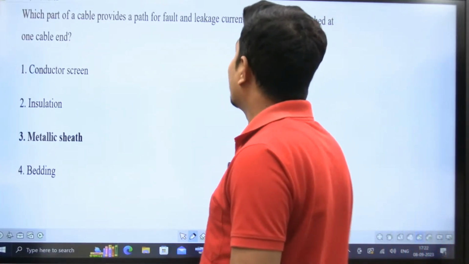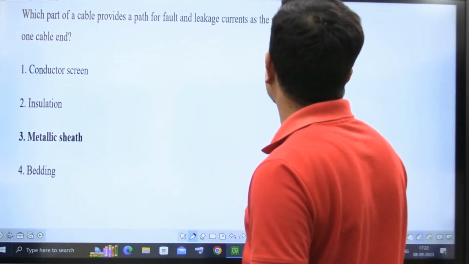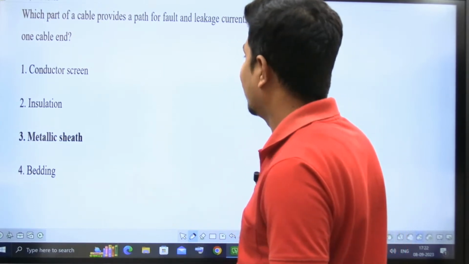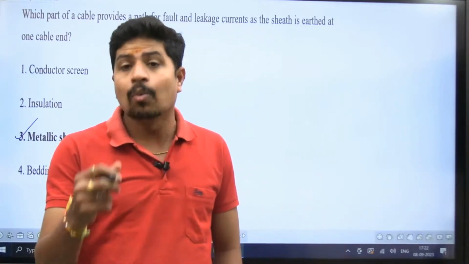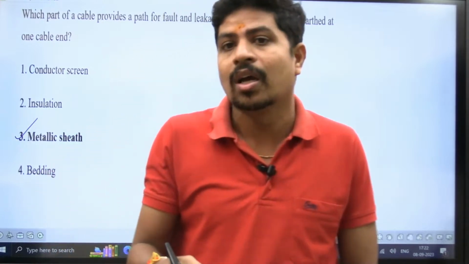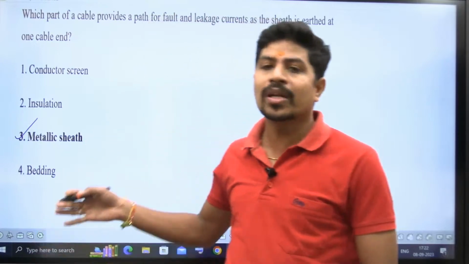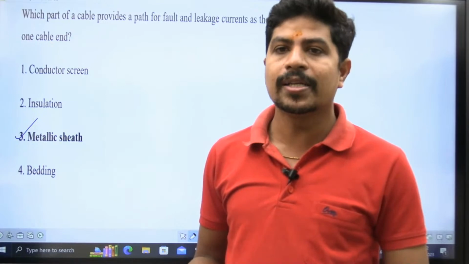Which part of the cable provides the path for fault and leakage currents, as the sheath is earthed at one cable end? Metallic sheath only. We know what leakage current is: the current which is flowing from the cable to the ground. For that to happen, there should definitely be another metallic body. Which one is the other metallic body in an underground cable? It is the metallic sheath.